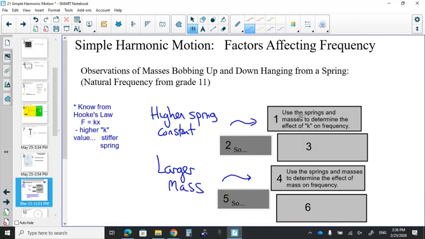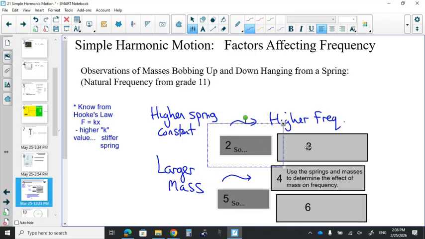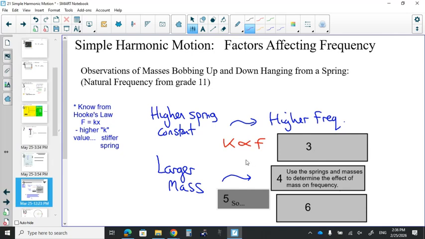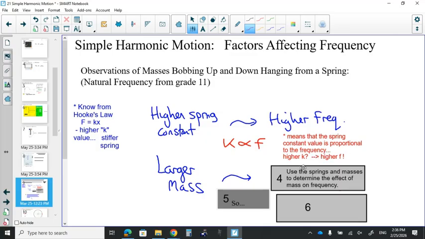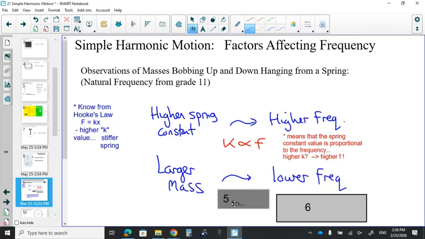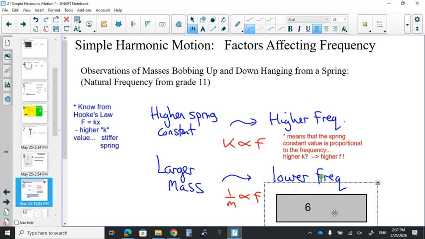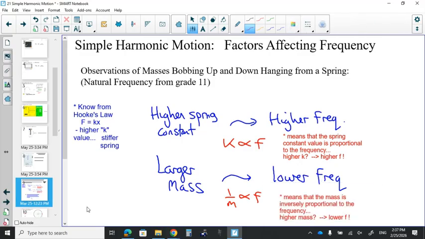Results from all of that, though, summarized here again for you. We know that with higher spring constant, we got a higher frequency. And so really we had that the frequency is proportional to the constant. And the larger the mass, we found that the lower the frequency was. And so it's inversely proportional, right? Frequency is inversely proportional to the mass. So that is stuff that we know, and we can watch for that in the equations later on.